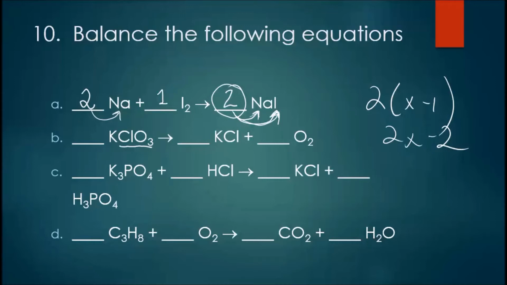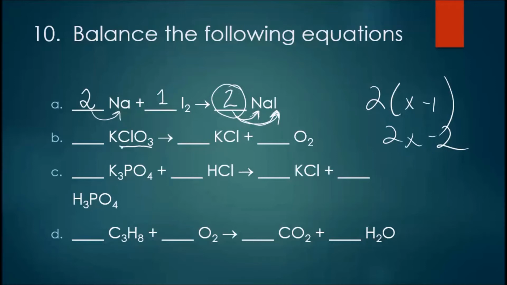It would be best if we could just treat chlorate as one thing, ClO3. But the only way we could do that is if it maintains its identity on the other side. Is ClO3 over here? Okay, so it doesn't help us. So let's do it the hard way.